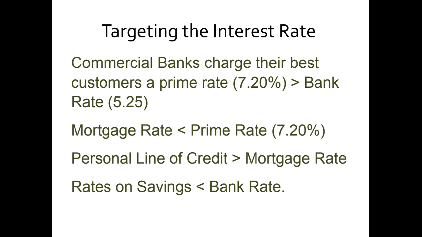Similarly, the mortgage rate is less than the prime rate. The personal line of credit rate is greater than the mortgage rate. Rates on savings are less than the bank rate. So all these rates are, of course, not 100% equal, but they move with the change in the policy rate.